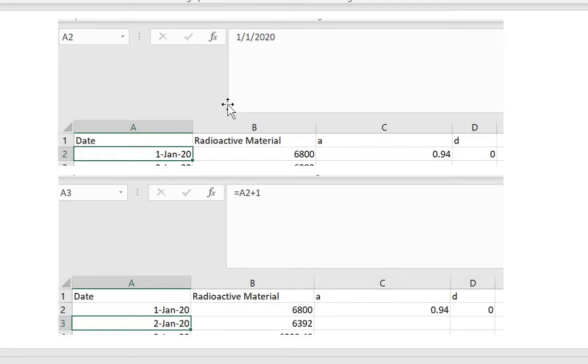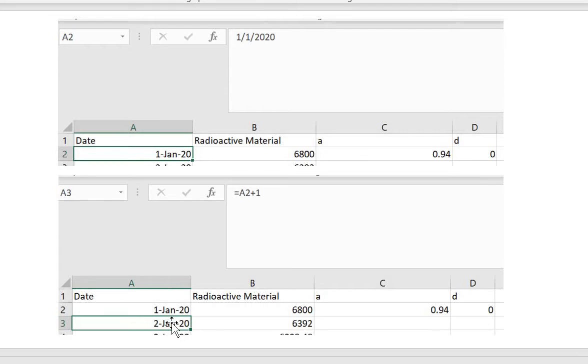So my header changes to dates. And in there, I literally put 1/1/2020 in Excel, formatted it, and knew it was a date. The radioactive material on day 0, or January 1st, was 6,800. I put it in there. My A was 0.94. That's the persistence rate. My D was 0. And then I do the same thing I've always done.